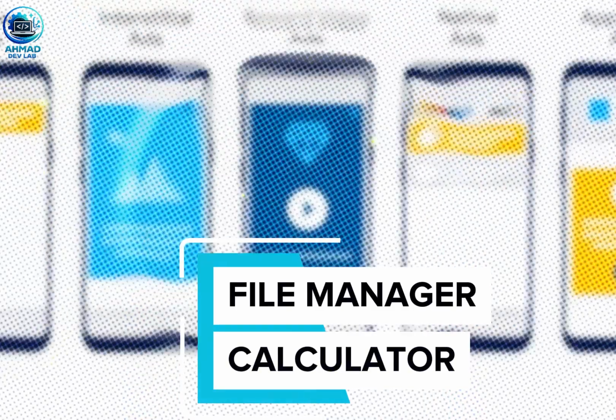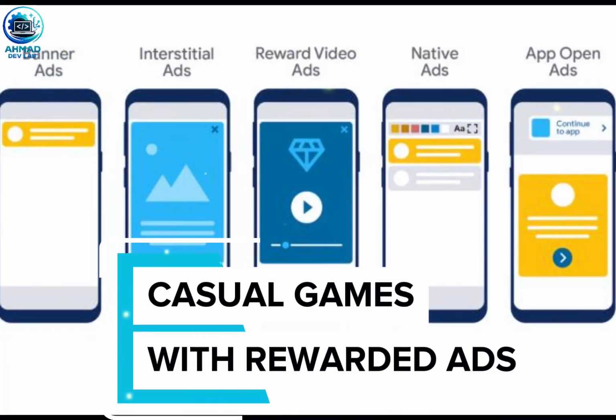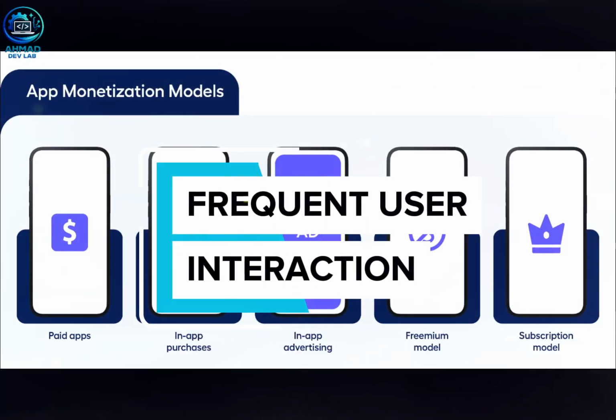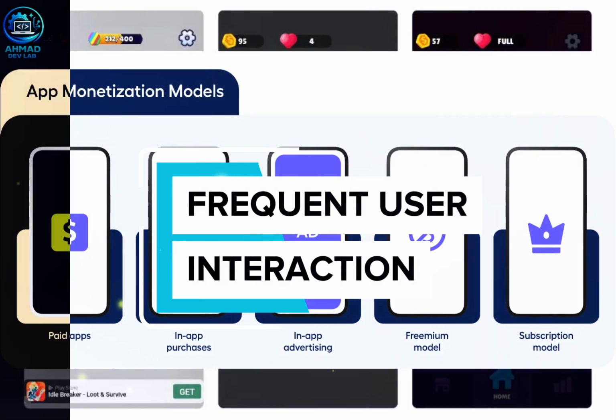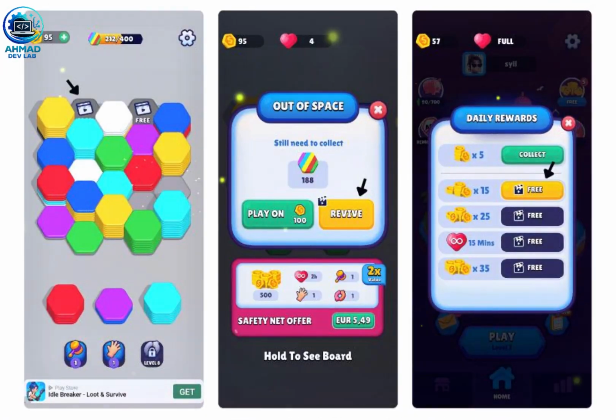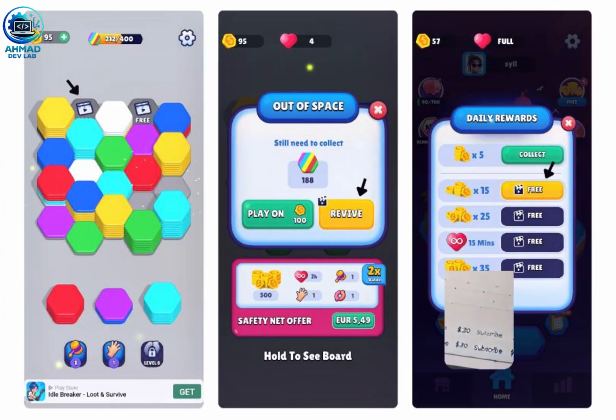Real example? For example, a simple casual game with rewarded ads can earn more than a complex productivity app because users interact with it more frequently. Ads don't pay for downloads, they pay for attention.